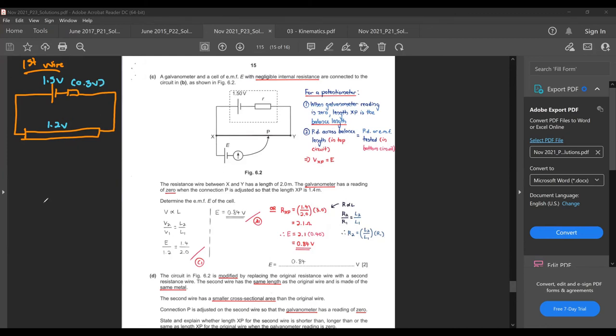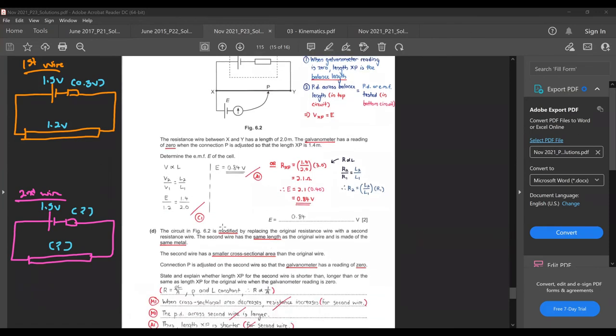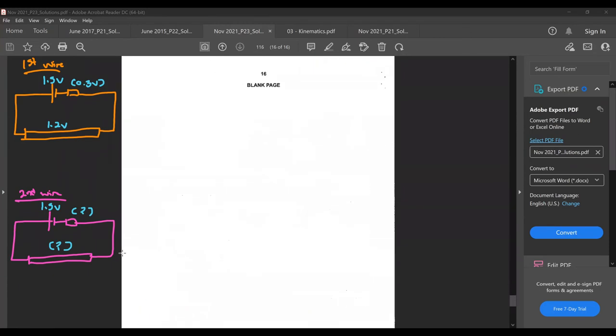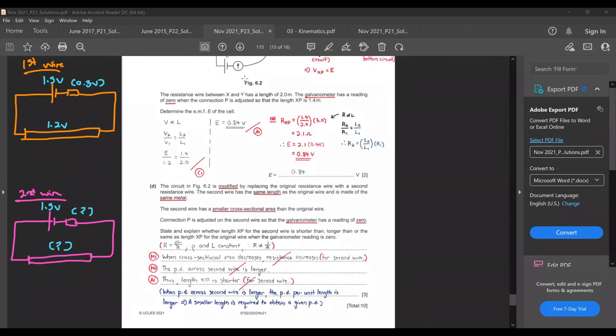Once you change to the second wire, you're going to get something like this. You're still going to get 1.5 volts here for your EMF. But what you're going to have here and what you're going to have here are going to be different. It's going to be different because of the changes that you made to the second wire.